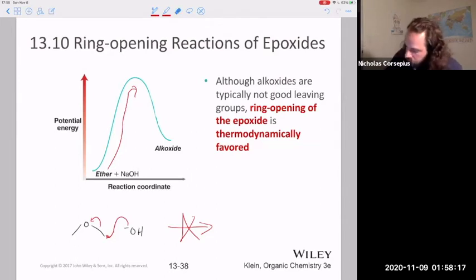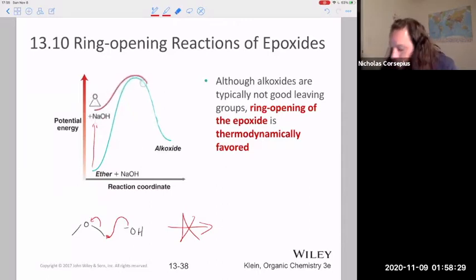But then as soon as I lock that ether into that highly strained three-membered ring, I raise its energy, right? So an epoxide undergoing the same reaction starts up at a much higher energy on our potential energy diagram. And thus it only has this little hill to climb over.